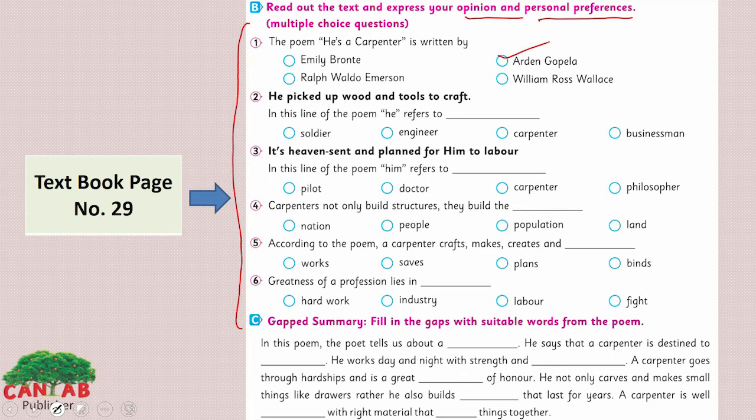Arjun Gopala. He picked up wood and tools to craft what? In this line of the poem he refers to, yes, this is about the carpenter. It's heaven sent and planned for him to labor. In this line of the poem, him refers to what? Yes, this poem is all about the carpenter. I want you to do the 3rd one by yourself.